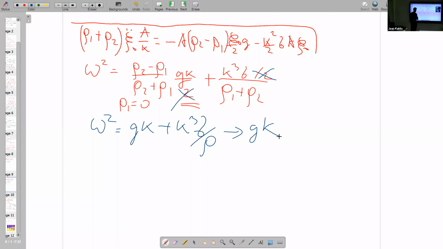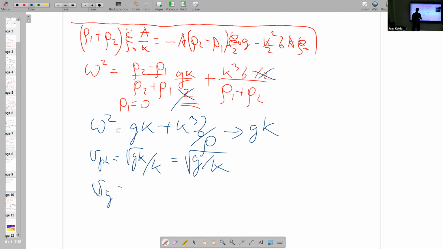So it means that we have dispersion, meaning that phase speed, v phase, is square root of gk divided by k. Phase speed is omega divided by k. And this equals now square root of g divided by k. On the other hand, group speed is d omega over dk. Now it comes as 1/2 square root of g divided by k.